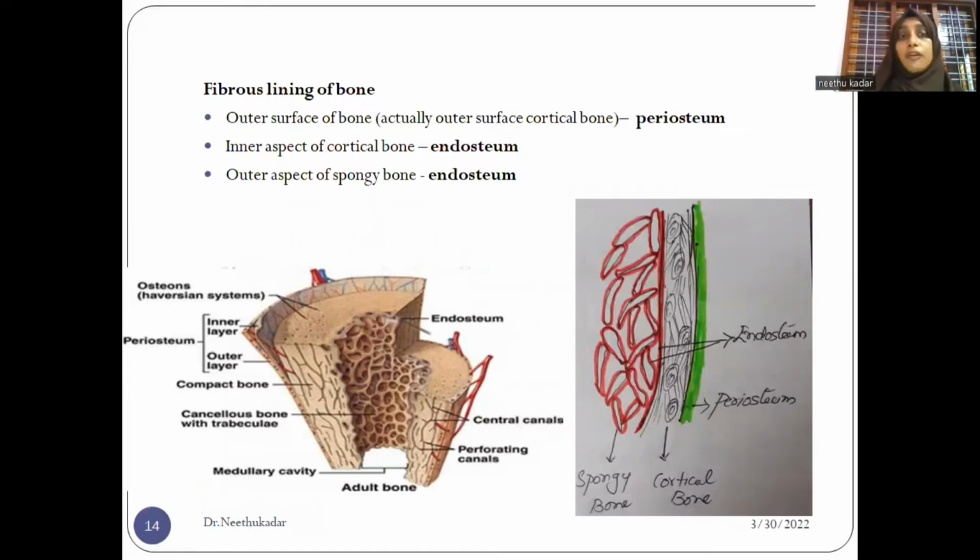Now the fibrous lining of the bone. The outer surface of the cortical bone is lined by a fibrous sheet called periosteum. The inner aspect of the cortical bone is lined by endosteum. In the same way, the outer aspect of the spongy bone is lined by the endosteum. You can see here the green color denotes the periosteum, which is lining the outer part of the cortical bone, and the inner part of the cortical bone is lined by the endosteum. These are the trabeculae, which are outlined by the endosteum.